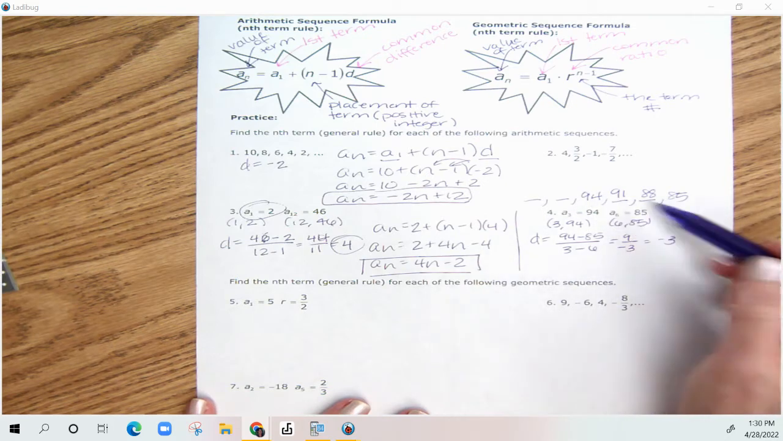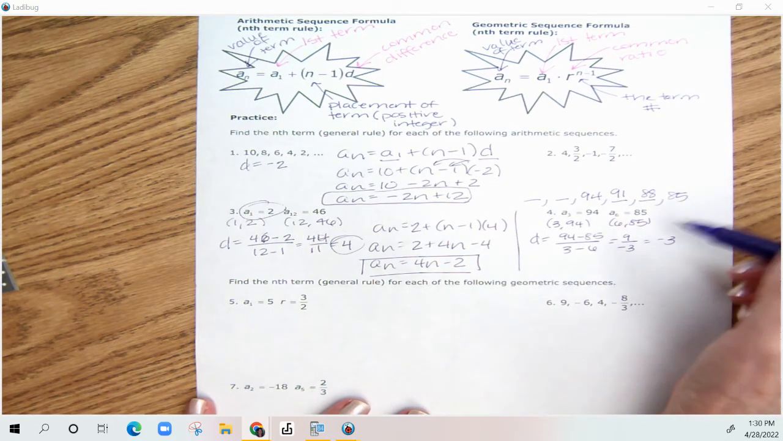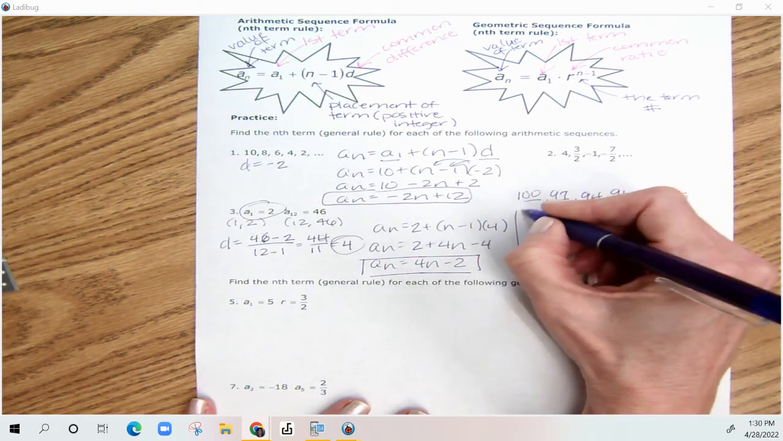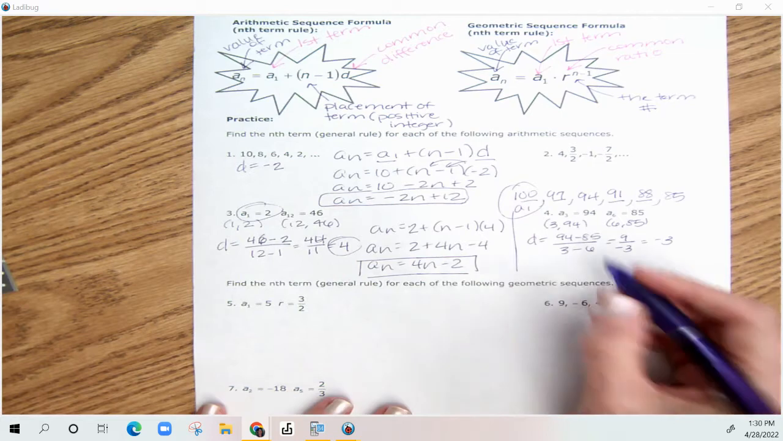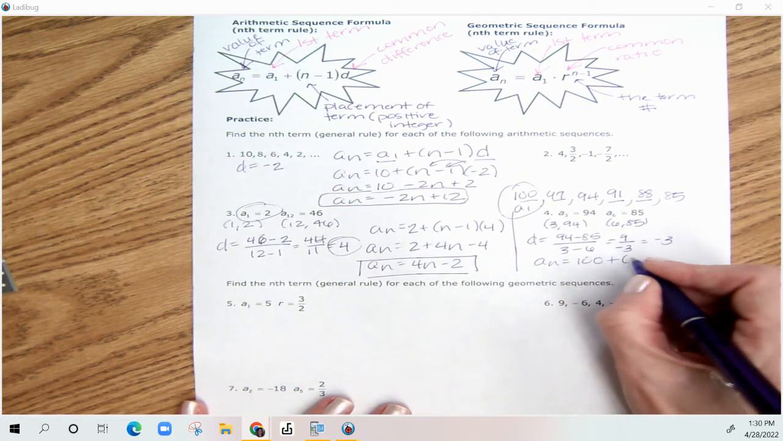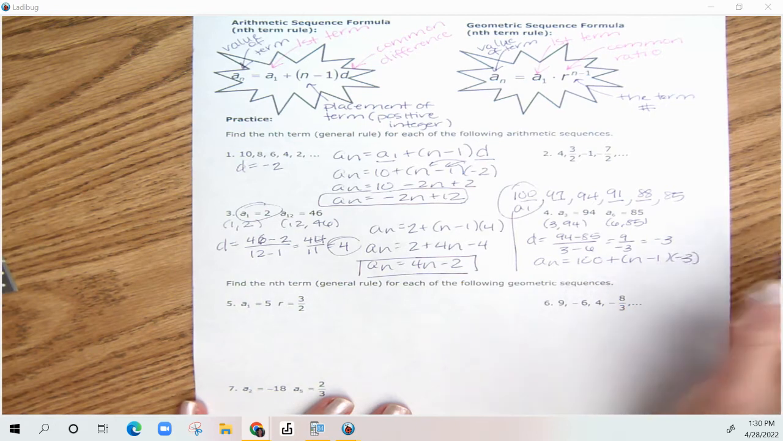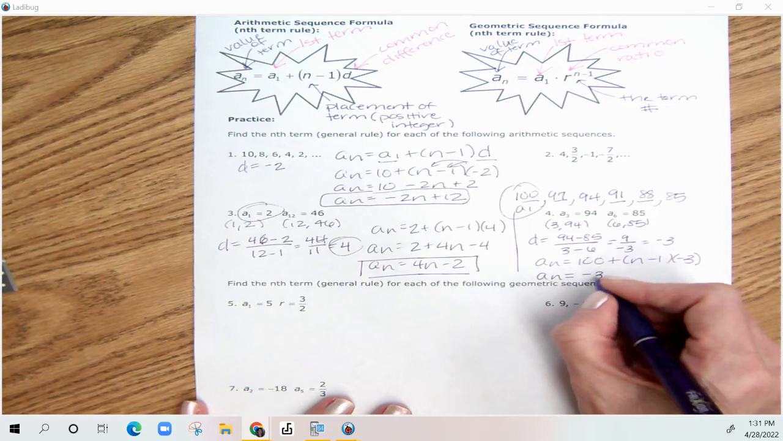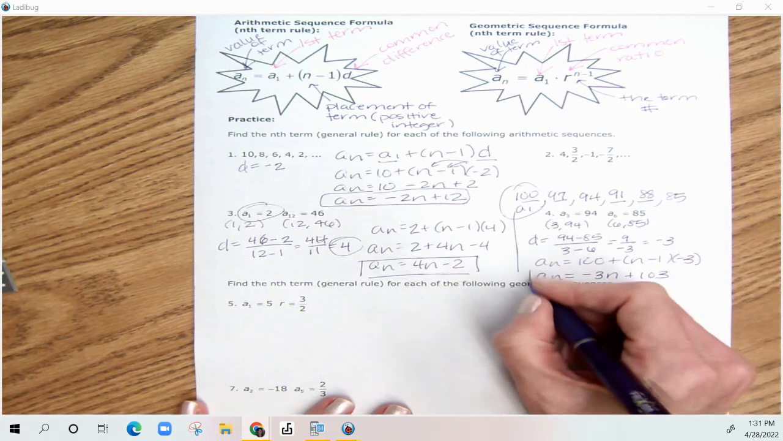So I subtract 3 if I'm going forward, so I would do the opposite and add 3 if I'm working backwards, and that'll give me my a sub 1. So now I'm able to plug in the first term and the common difference, distribute, combine like terms, and my general rule here is -3n plus 103.